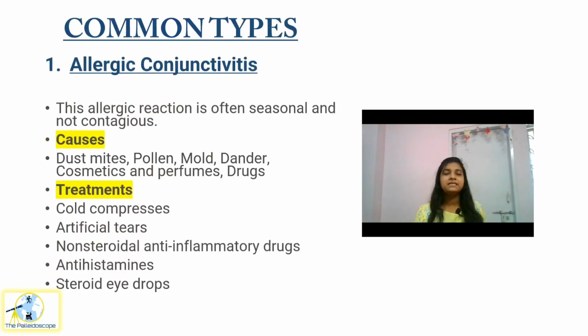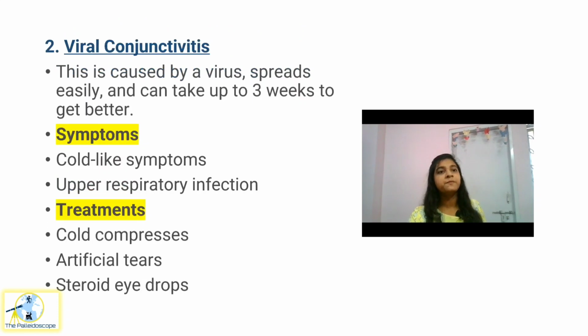There are basically 3 common types of conjunctivitis: allergic, viral and bacterial. Let's discuss them in detail. Allergic conjunctivitis: this allergic reaction is often seasonal and not contagious, because it is not caused by an infectious agent like a virus or bacteria, so it is not contagious to other dogs. Causes may be dust mites, pollen, mold, dander, cosmetics and perfumes, drugs, etc. Treatments are cold compresses, artificial tears, NSAIDs, antihistaminics and steroid eye drops.